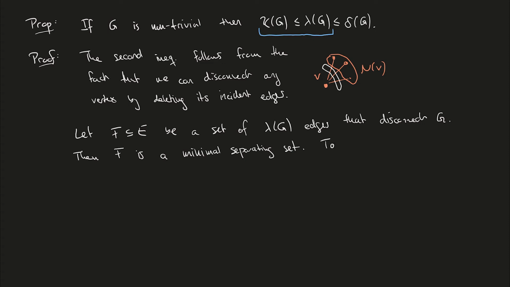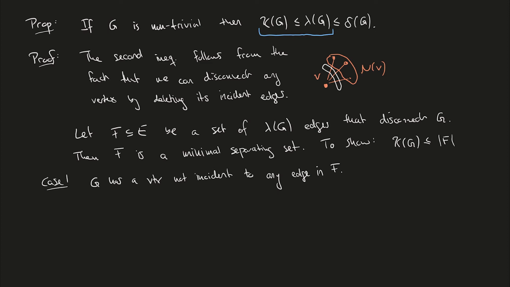So what we want to show is that the connectivity of G is less than or equal to the order of F, which we assume is the same as lambda G. So that'll show the inequality we want to show. We now have to examine several cases. So the first case is that G has a vertex that is not incident to any edge in F.